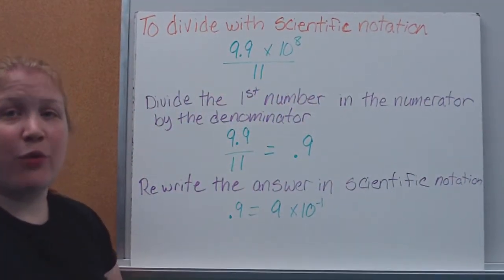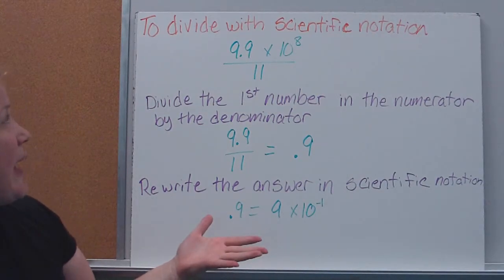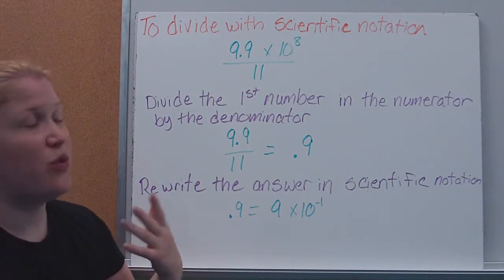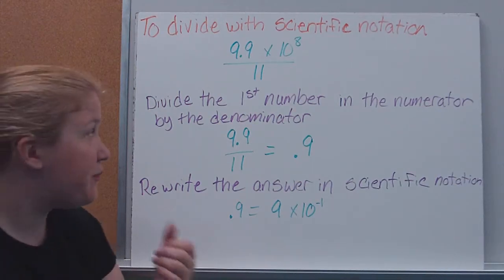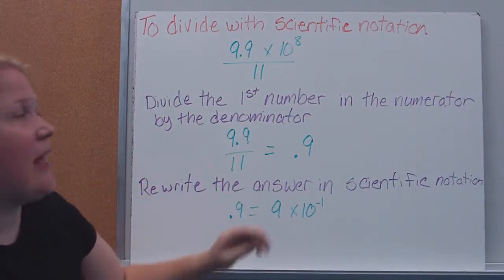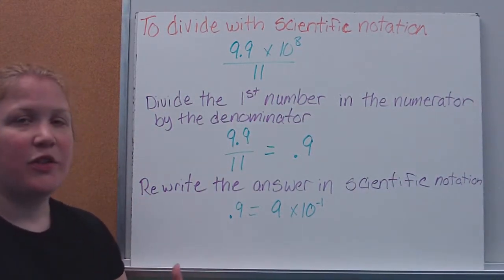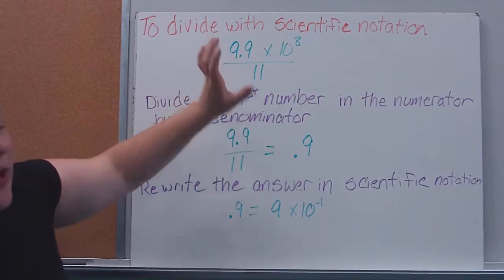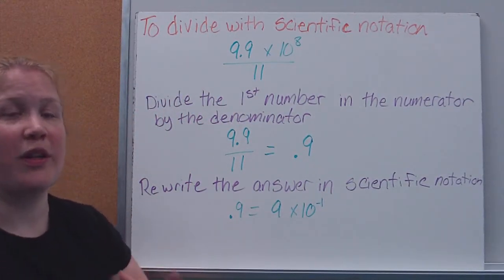All right. We're going to look at another operation as well. That was multiplication. Now I want to look at how to divide with scientific notation. All right, so I've given you an example here, 9.9 times 10 to the 8th divided by 11. So basically what we can do, because these are inverse operations, is I can kind of pick the order I want to do them in.